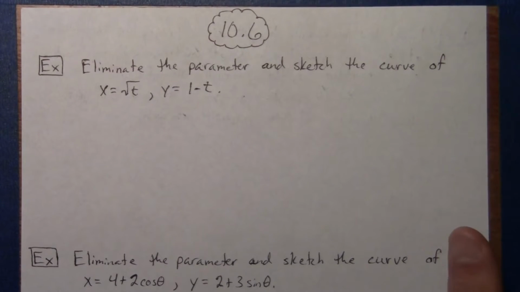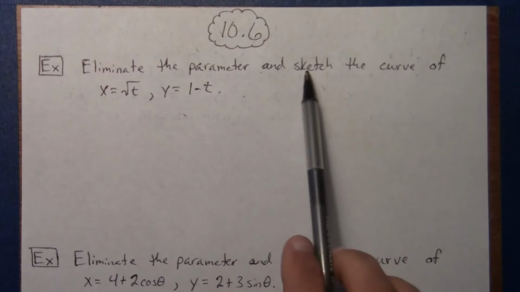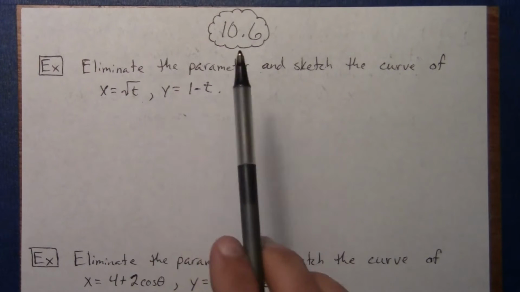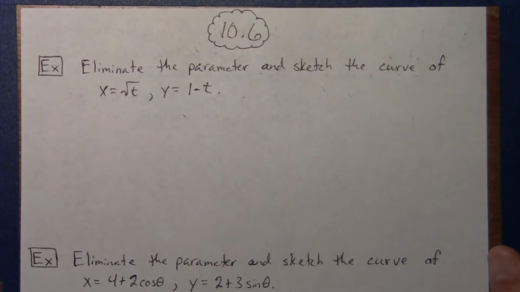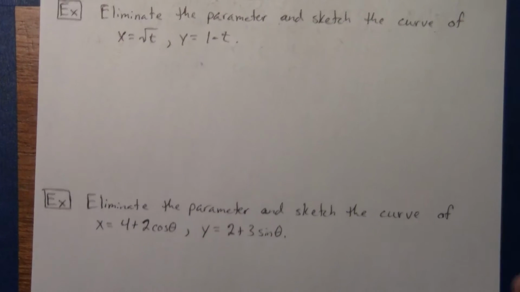For section 10.6, I'll take a look at 4 problems for parametric equations. First 2 problems, they're going to ask you to eliminate the parameter and then sketch the curve. So eliminate the parameter means get rid of the t, write it in rectangular form we call it, or y equals something with x in it, and then we'll sketch the curve of it.